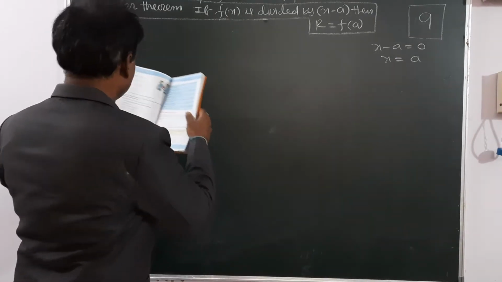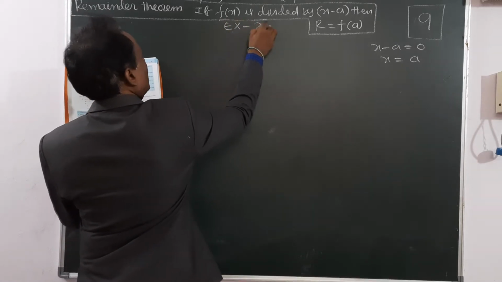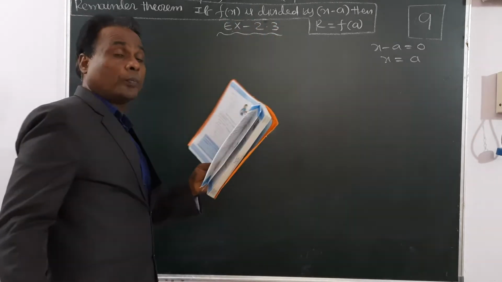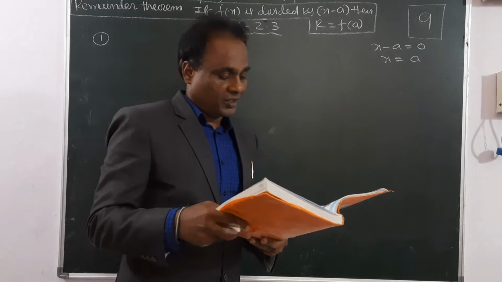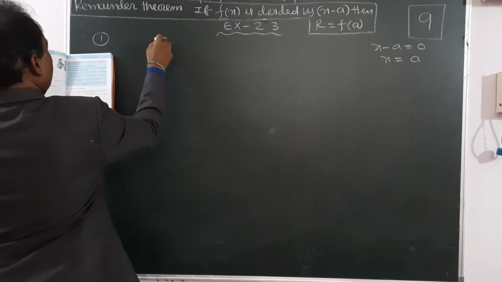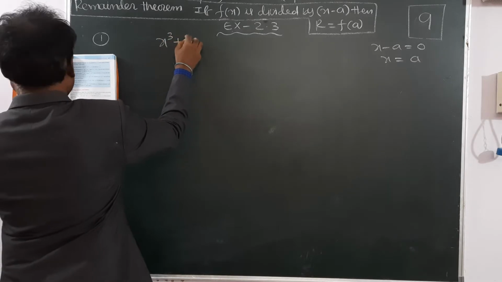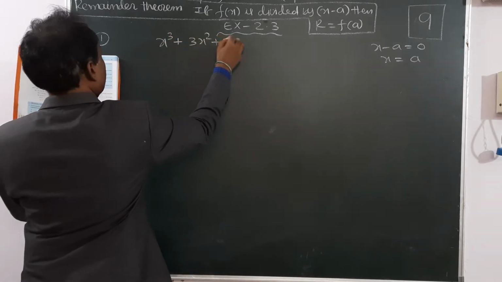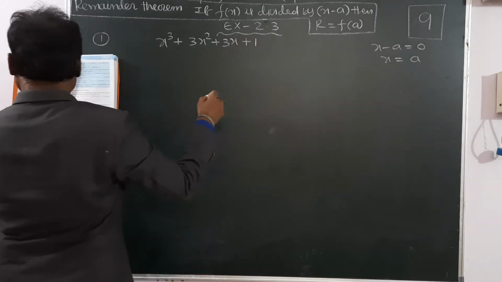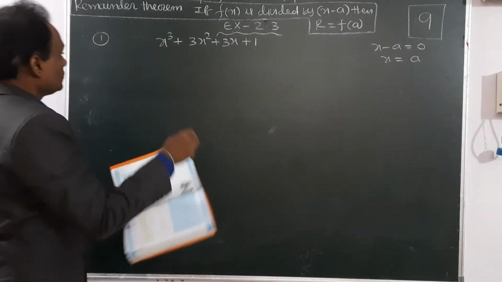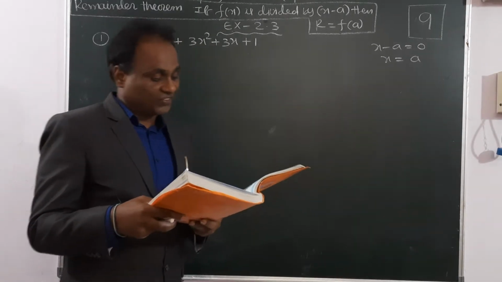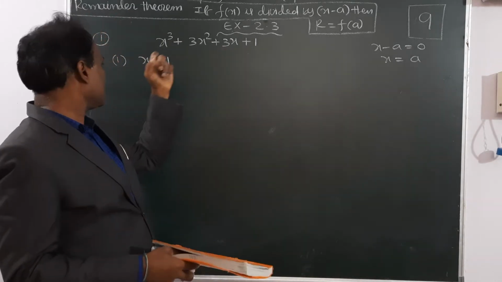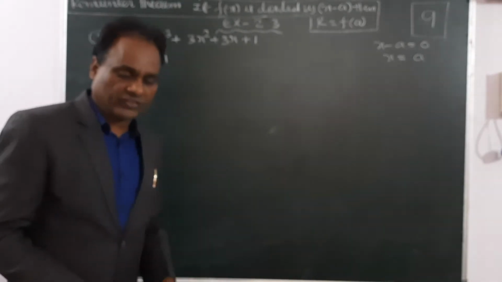Based on this, we have very important problems. Exercise 2.3, first question. Find the remainder when x cube plus 3x square plus 3x plus 1 is divided by x plus 1. We already have 5 bits in this, so I will solve all.